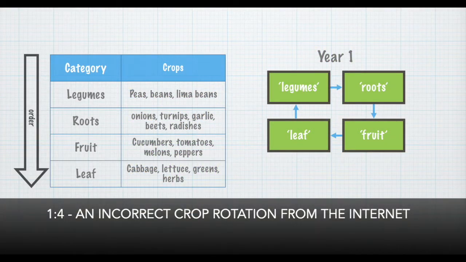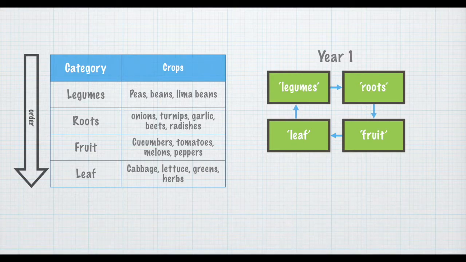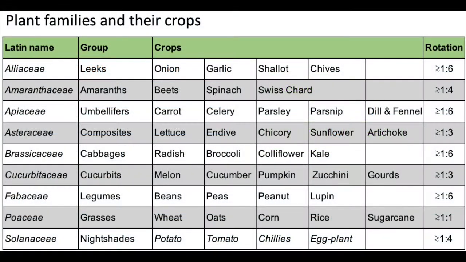Lastly is a comparison with some of the crop rotation schedules you will find on the internet. Some of them are good, some of them are bad. One idea that I encounter quite often is a crop rotation of 1 in 4, with first legumes, then roots, then fruits, and then leaf vegetables. The legumes are of course legumes such as beans and peas. The root crops are crops such as onions, radishes, carrots. The fruits are crops that bear fruit such as cucumber and tomatoes. And the leaves are crops like cabbage, herbs and lettuce.